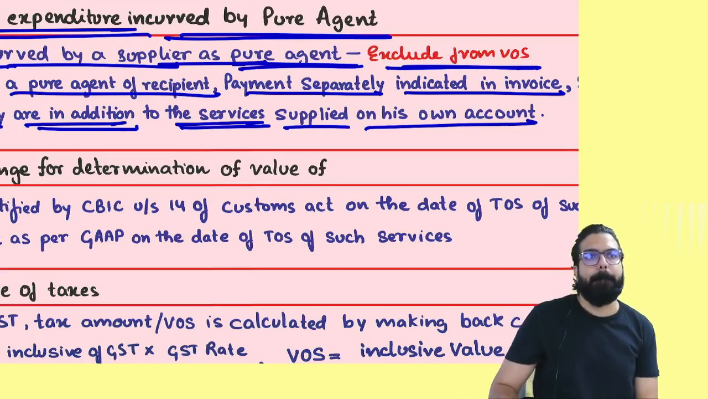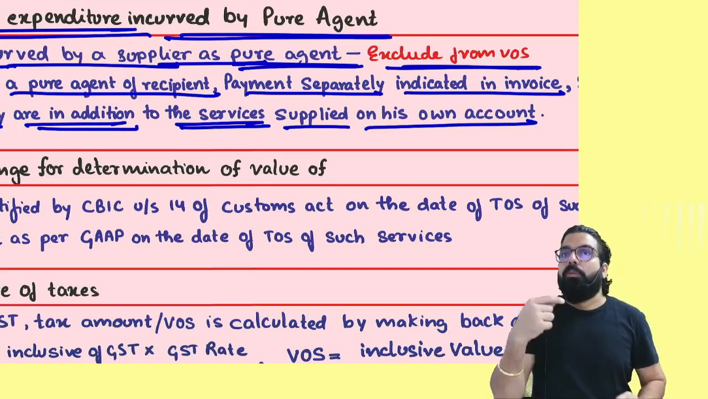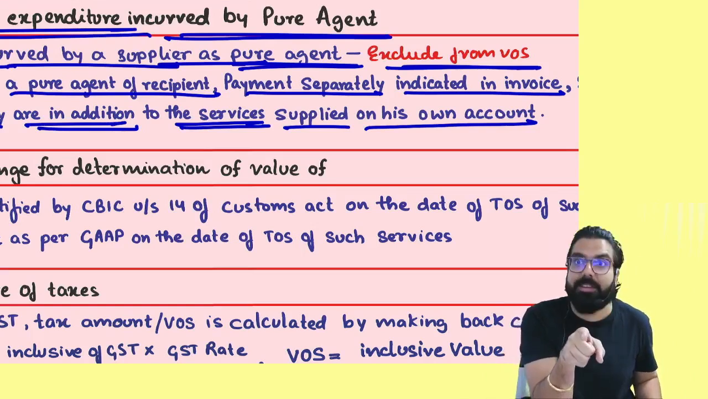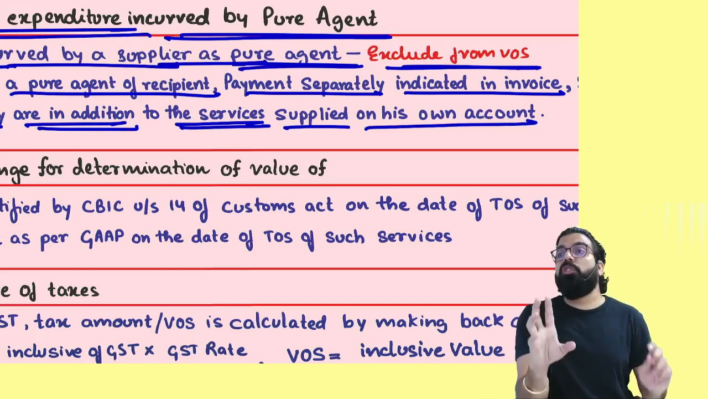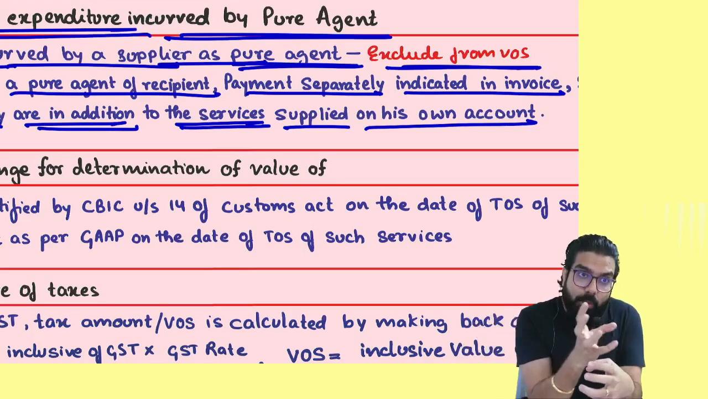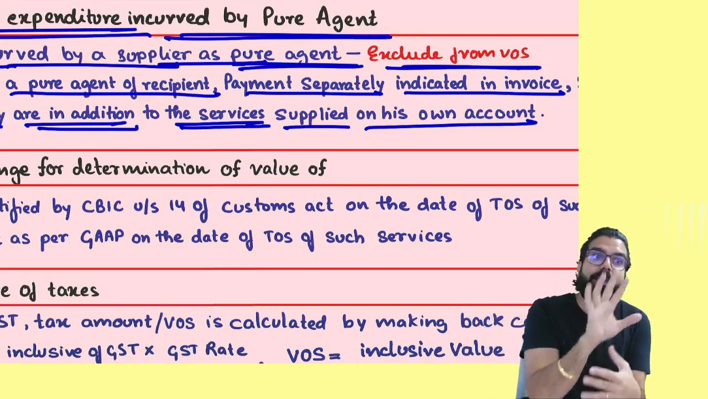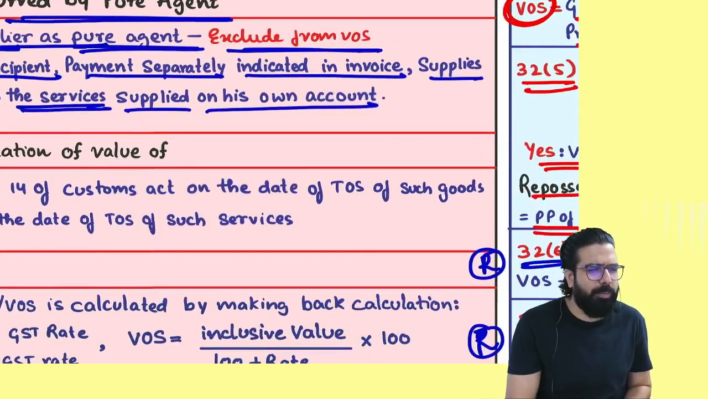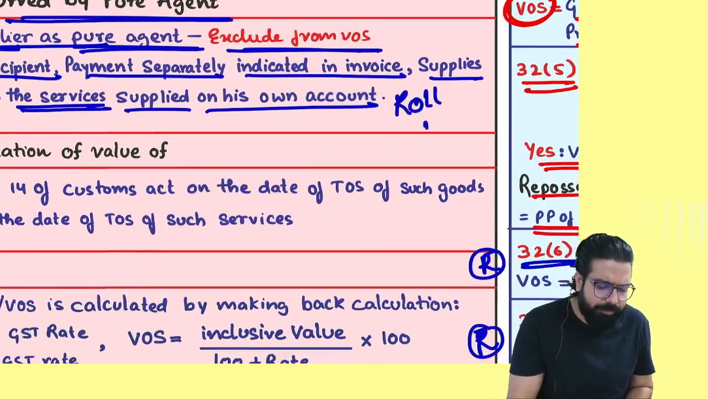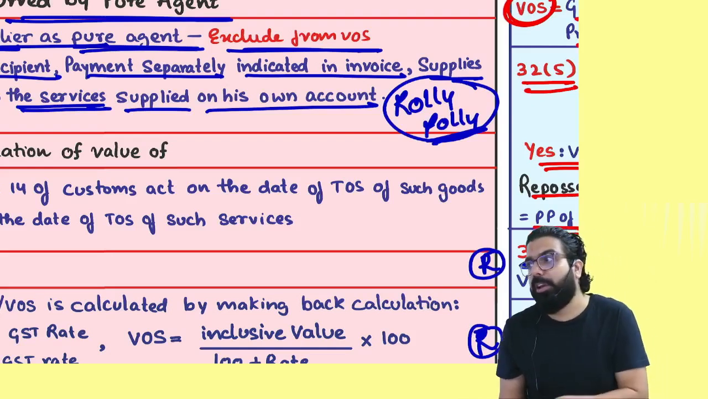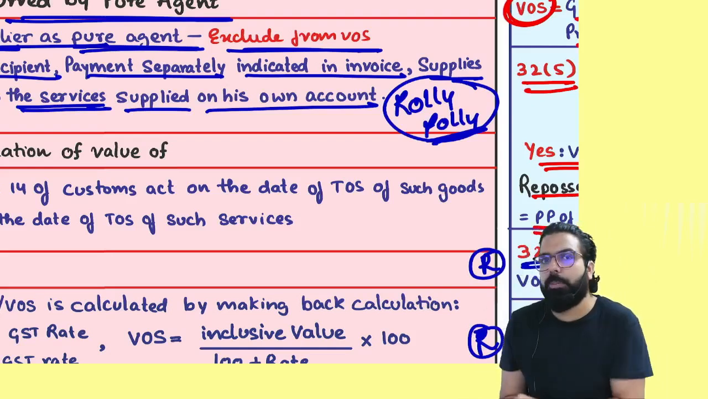People, tell me one thing. For my supply, if I charge you anything, will that be included in the value of supply? Yes. But what is not my obligation? What is not my work? If I do it for you, that amount will not be included in the value of supply. Here one question is there. I think it should be there in the ICAI material also, Rolly-Poly. The question starts with Rolly-Poly, Rudra manufacturer. Please do at least one question on pure agent and go.